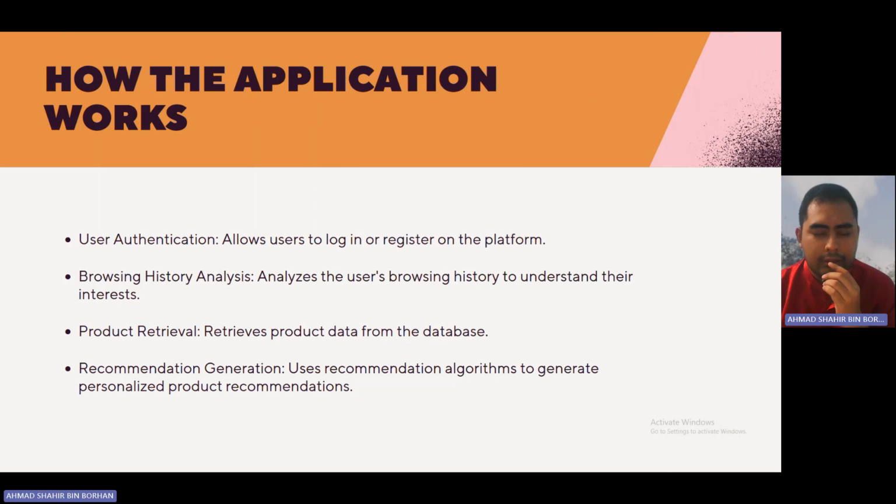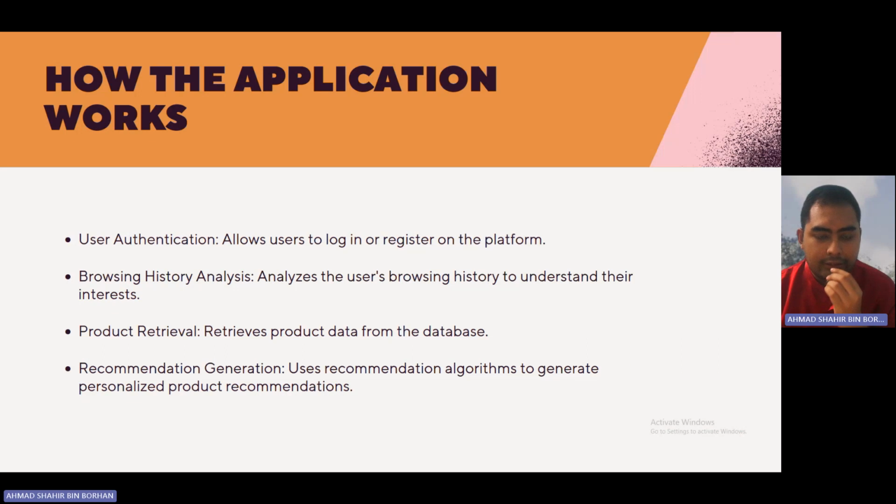How does this kind of e-commerce application work? It uses user authentication, which allows users to log in or register on the platform. A queue can be used to manage the order of authentication requests. Browsing history analysis analyzes the user's browsing history to understand their interests. A linked list can efficiently store and manage a user's browsing history.